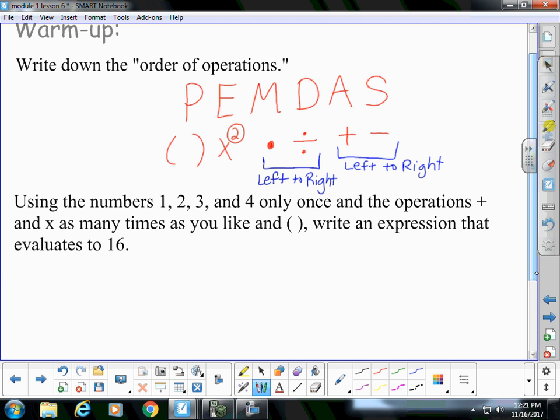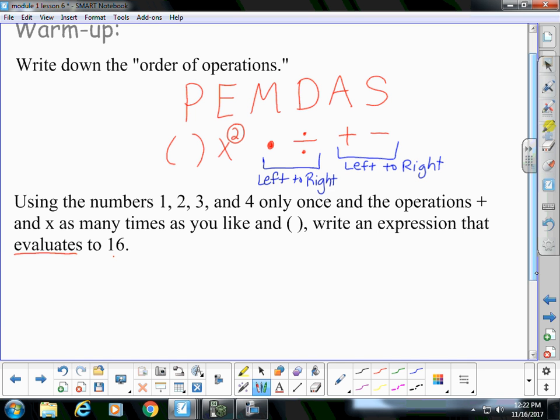Okay, this first problem that we're going to do is going to kind of play with some numbers. We're given the numbers 1, 2, 3, and 4, and we can only use them one time, as well as the operations adding and multiplying. And we can use those as many times as we want, and we can use parentheses. We're going to try to write a problem where the answer, that's what the word evaluate means, comes out to 16.